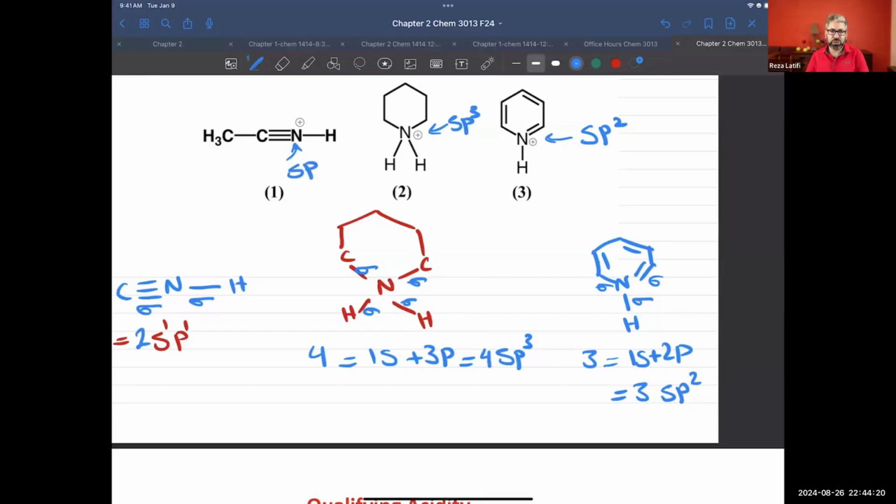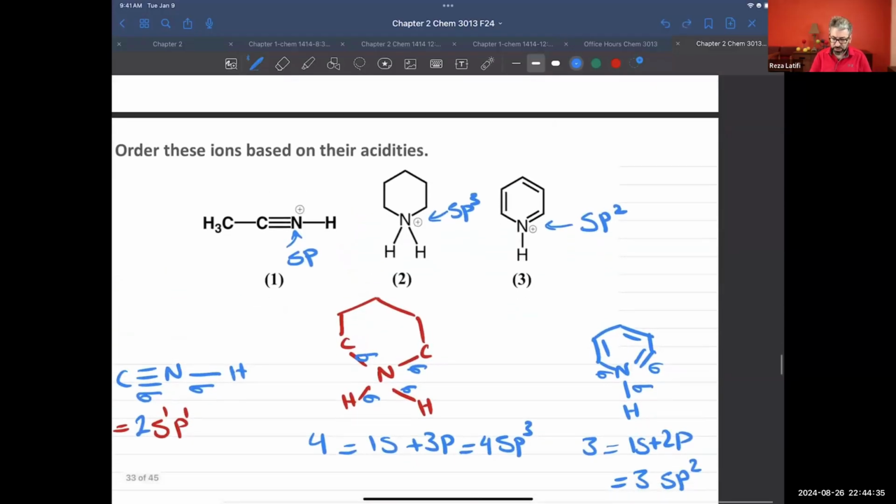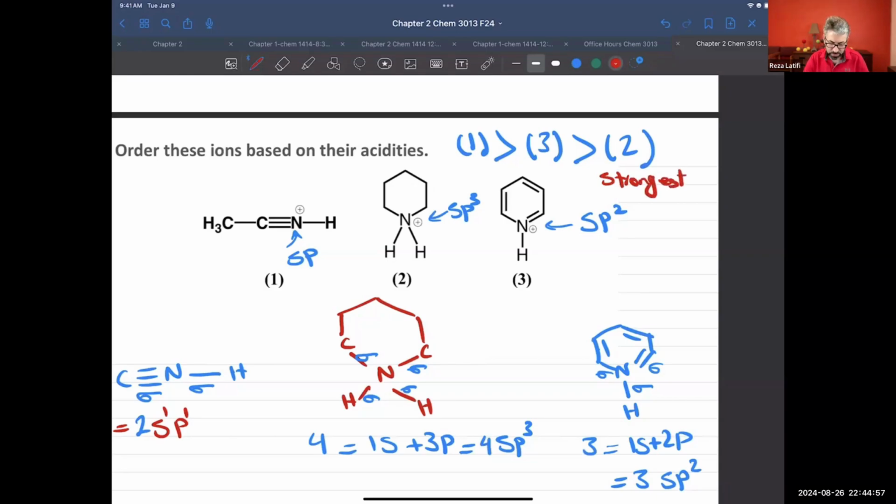If you order them based on hybridization, the one with more s character will be the strongest acid. So number 1 is going to be the strongest acid, then you have number 3, and then number 2. Number 2 will be the weakest acid, or technically its conjugate base will be the strongest base. So I should just keep calling it the weakest acid.